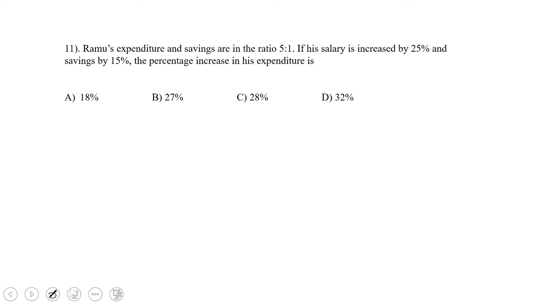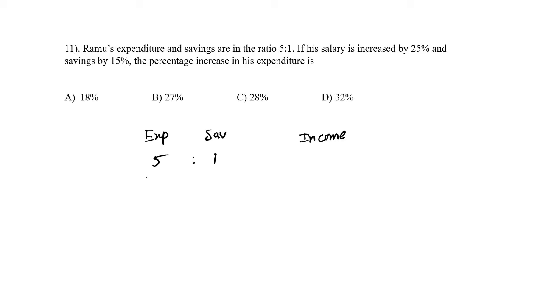Now see 11th question. Ramu's expenditure and savings are in the ratio 5:1. If his salary is increased by 25 percentage and savings by 15 percentage, the percentage increase in his expenditure is. Salary means income. We don't know income. Here expenditure is 5 and savings is 1. Then what will be the income? Actually income is equal to expenditure plus savings.